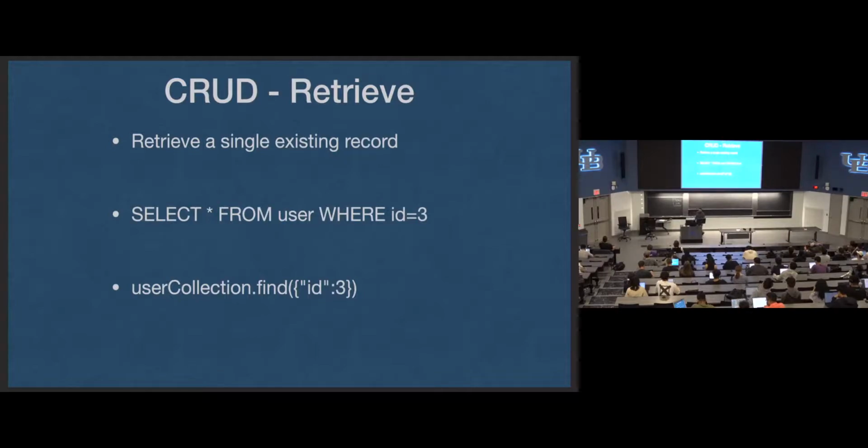All right, retrieve. This is retrieving a single record. So we're going to have some filtering based on the ID. We're going to retrieve a record by ID. This is why every record needs a unique ID, because when we want to retrieve a specific record, we're going to retrieve it by ID. Give me the record with ID 3, find the record with ID 3. That's our retrieve method.